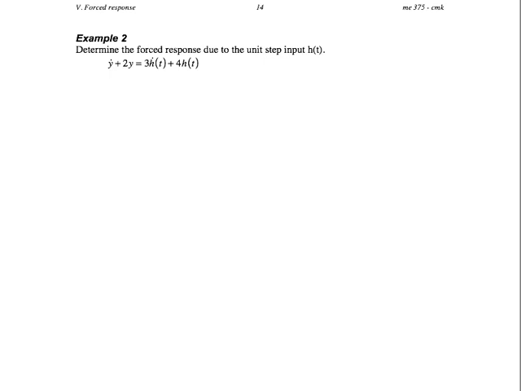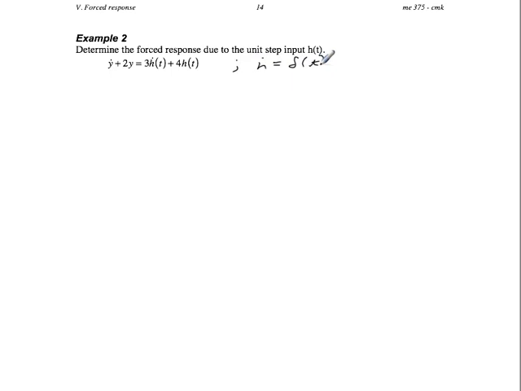In example 2 from chapter 5, we have another first order system. This time the right hand side is made up of a step function, h of t multiplied by 4. In addition to that, there's a 3 times the h dot term for the step function, h of t. H dot is the unit impulse function here, delta of t.